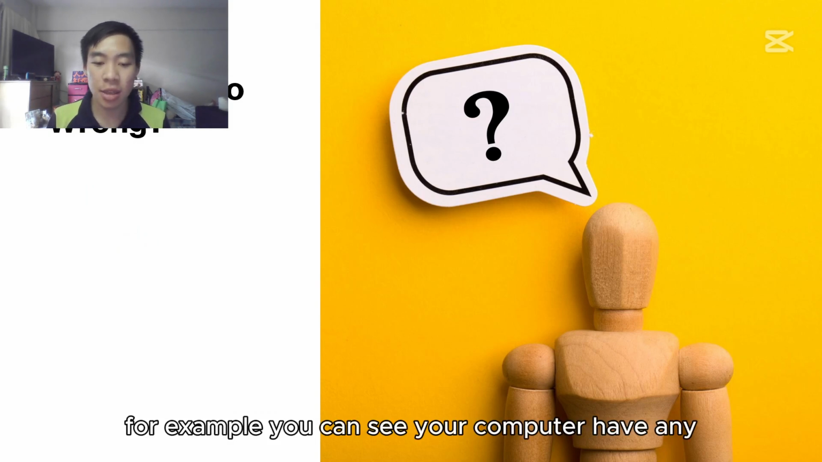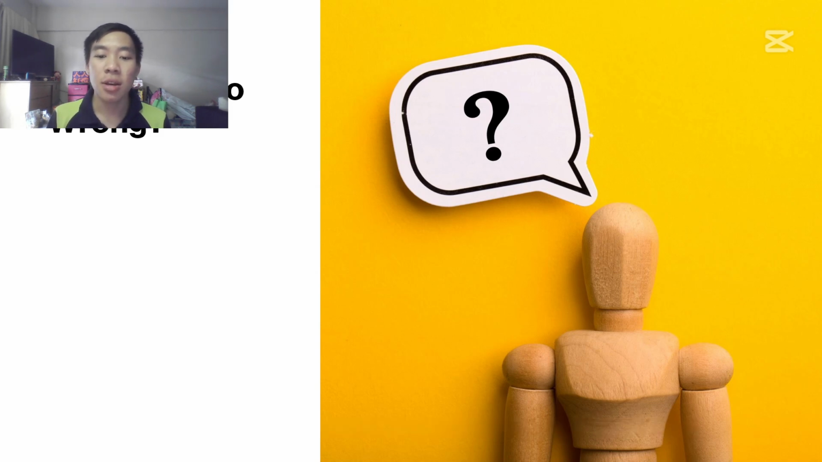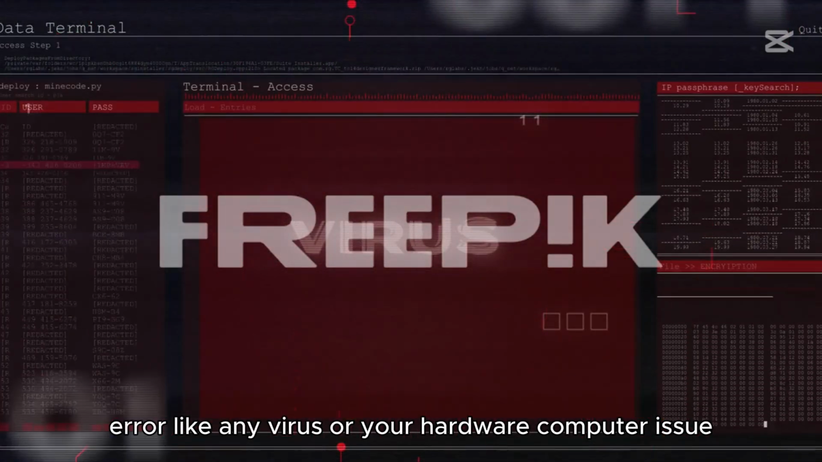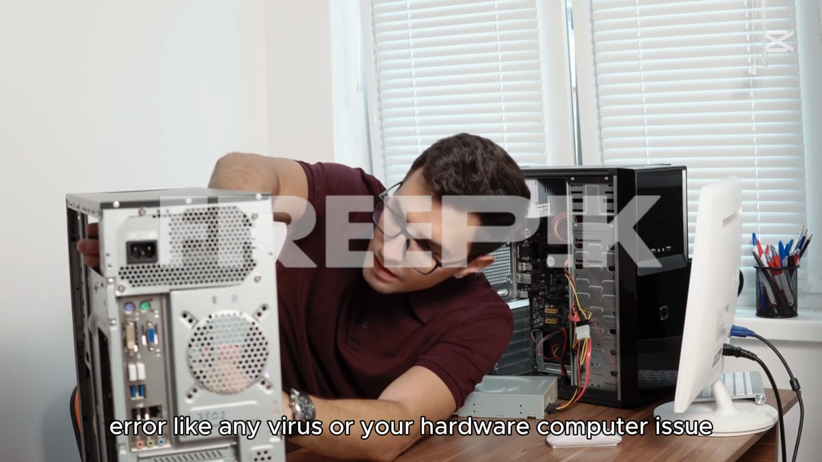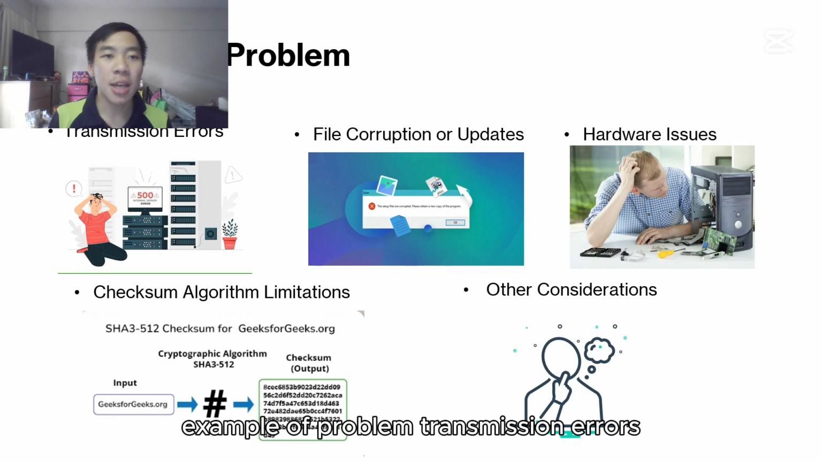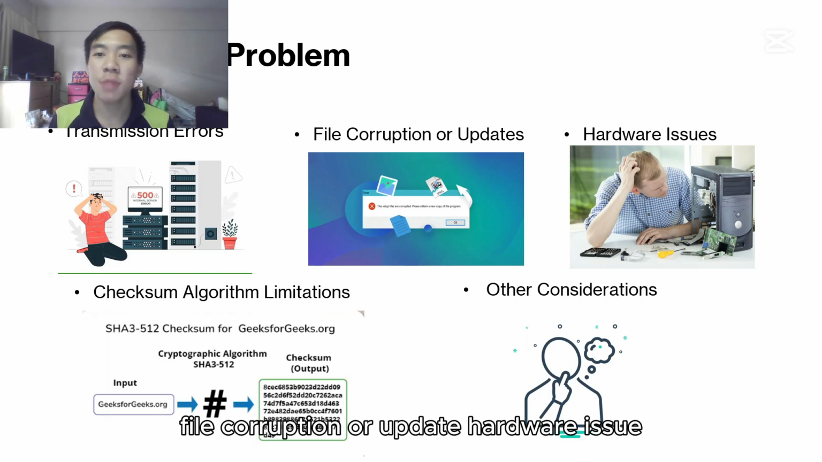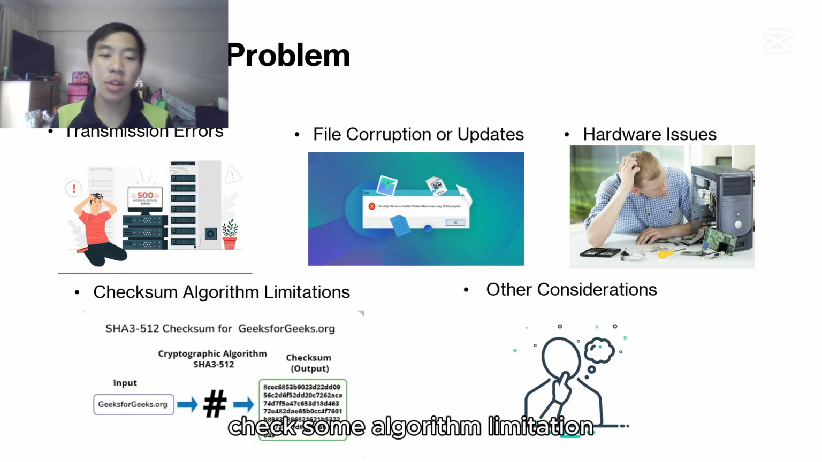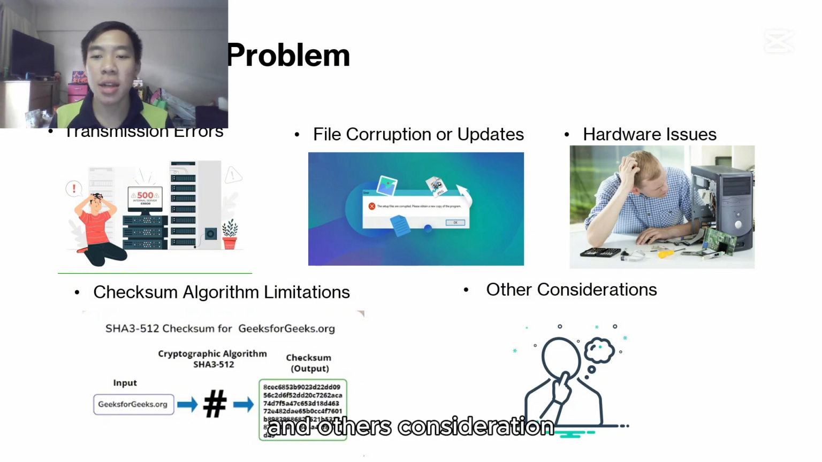So next we're gonna talk about what can go wrong. For example, your computer may have an error, like a virus or a hardware issue. Examples of problems: transmission errors, file corruption during update, hardware issues just like I said, checksum algorithm limitations, and other considerations.